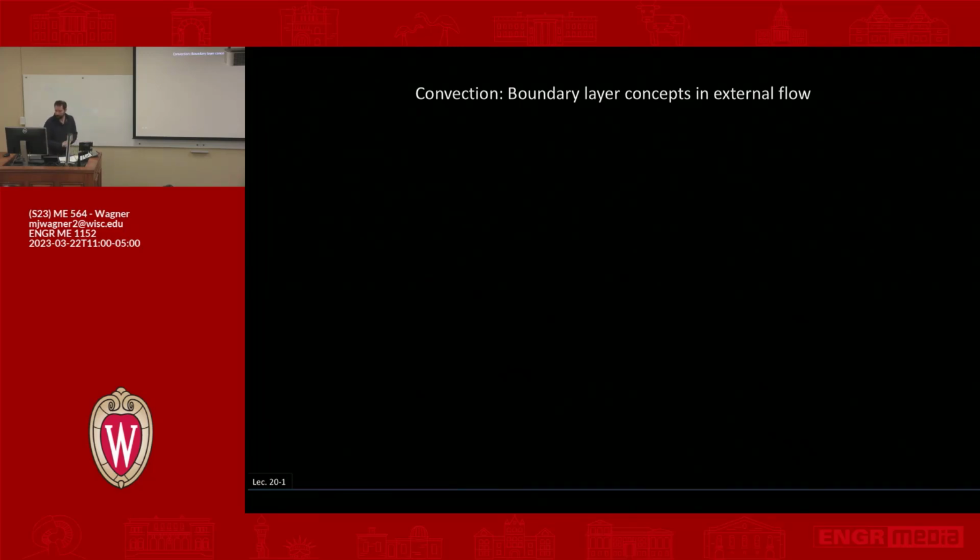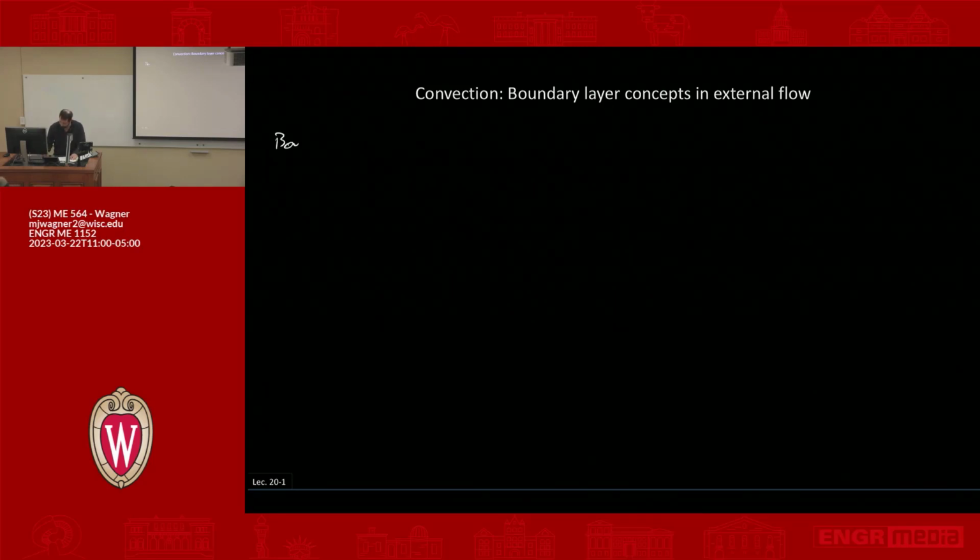So, okay, let's start with some concepts around boundary layers in external flow. External flow is, again, the simplest place to start. We'll get to internal flow. But first, let's understand what we mean by boundary layer. What do we mean by external flow? So let's start with a sketch of what a boundary layer looks like.